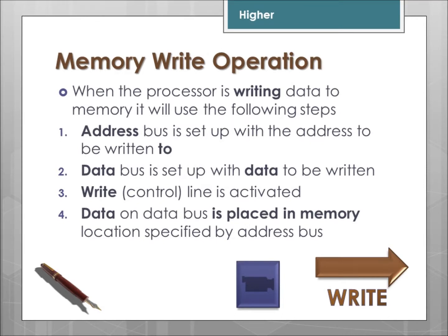One is when the processor is wanting to write to memory. So first of all, the address bus is set up with the address it is to be written to. This would usually live in the memory address register. The data bus is set up with the data that is going to be written to memory, usually in the memory data register. The write control line is activated, and the data on the data bus is then placed in the specific memory location. And there's a small animation to show that, which will be shown next.